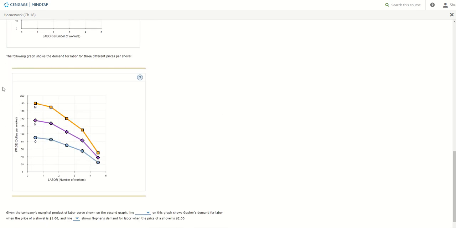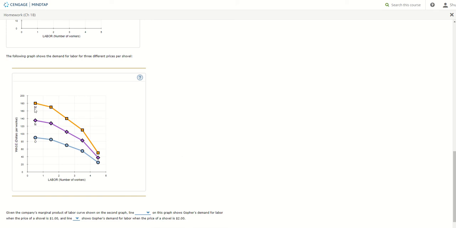So the last one. The following graph shows the demand for labor for three different prices of shovels. So we have three different demand curves here. Now the demand for labor is equal to the value of marginal product of labor. So if you look up in your notes, the value of the marginal product of labor equals the price of the good times the marginal product of labor.